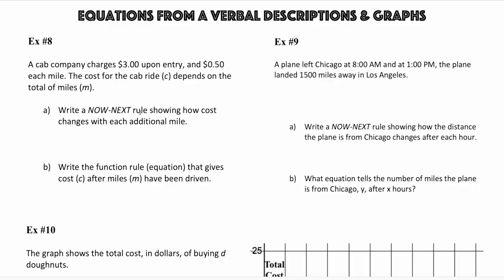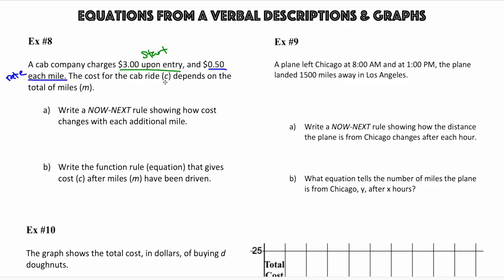A says write a now-next rule showing how cost changes with each additional mile. So a now-next rule utilizes what we have now to figure out what the cost will be next. Right now, we know that the cost is $3 because a cab company automatically charges that amount upon entry. So this $3 upon entry tells us that it is the start. Then it tells us it's 50 cents each mile. That is our rate of change. So each mile we have to pay another 50 cents.